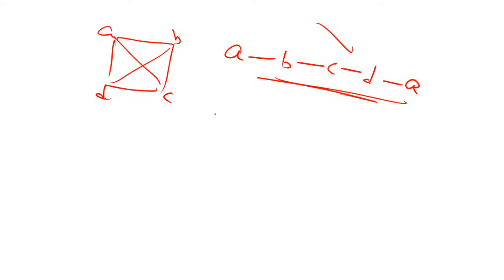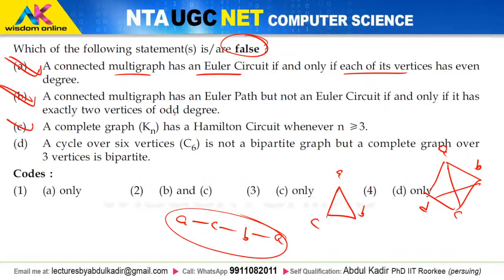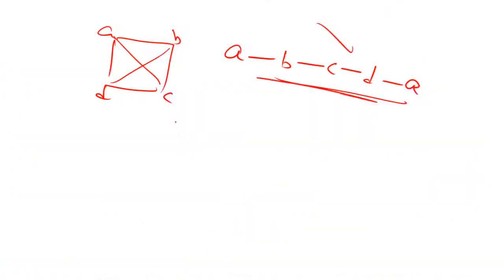So you can see that a complete graph has a Hamiltonian circuit whenever n is greater than or equal to 3. This is also a true statement. What is the last statement? A cycle over 6 vertices is not a bipartite graph, but a complete graph over 3 vertices is bipartite. So what is he saying? In the last option he is saying that C6 is not a bipartite graph. So let's see what C6 is.